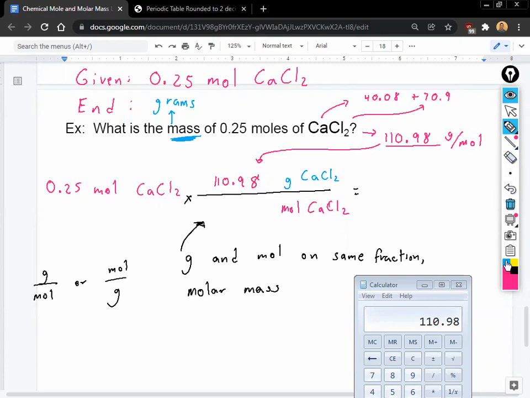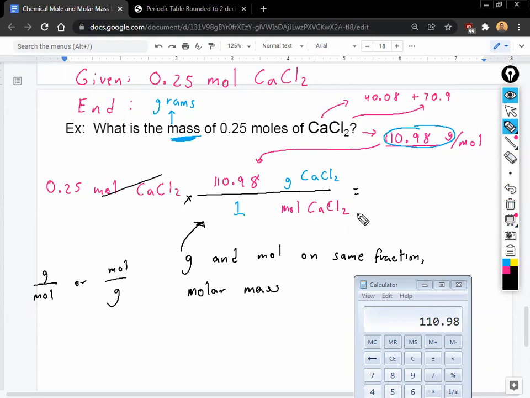So the number you add up from the periodic table, we will always go next to grams. And if you go to moles, remember, this is grams per mole. What number does per mean? 1. So you'll always have 1 next to moles, okay? It doesn't matter if moles is on top or the bottom. You always put 1 next to moles, and the number you added up always goes next to grams, okay?